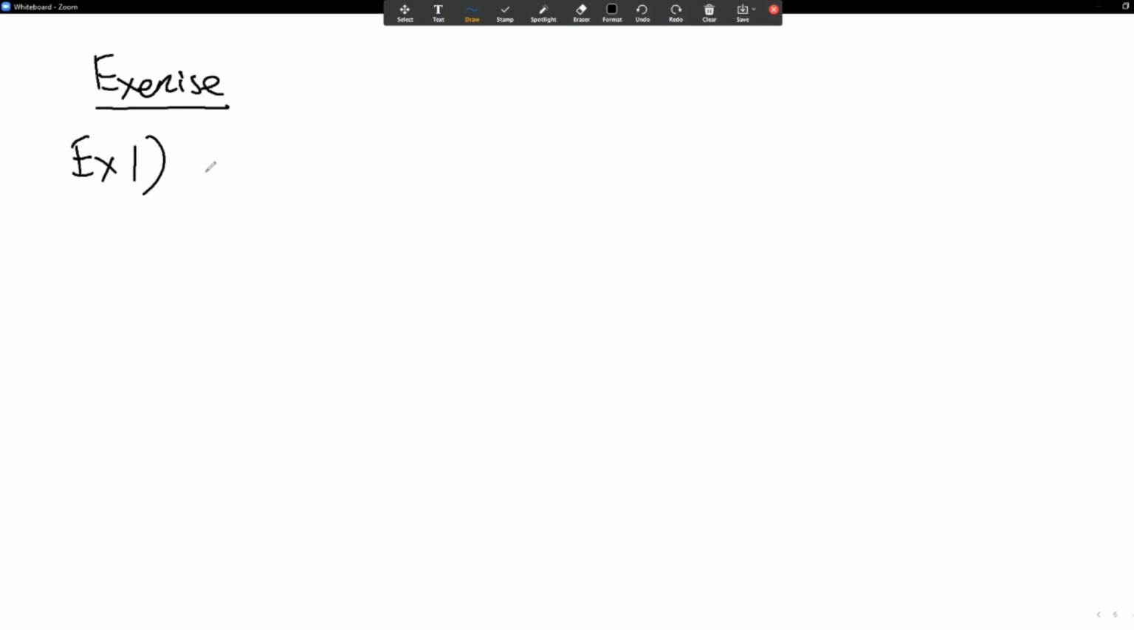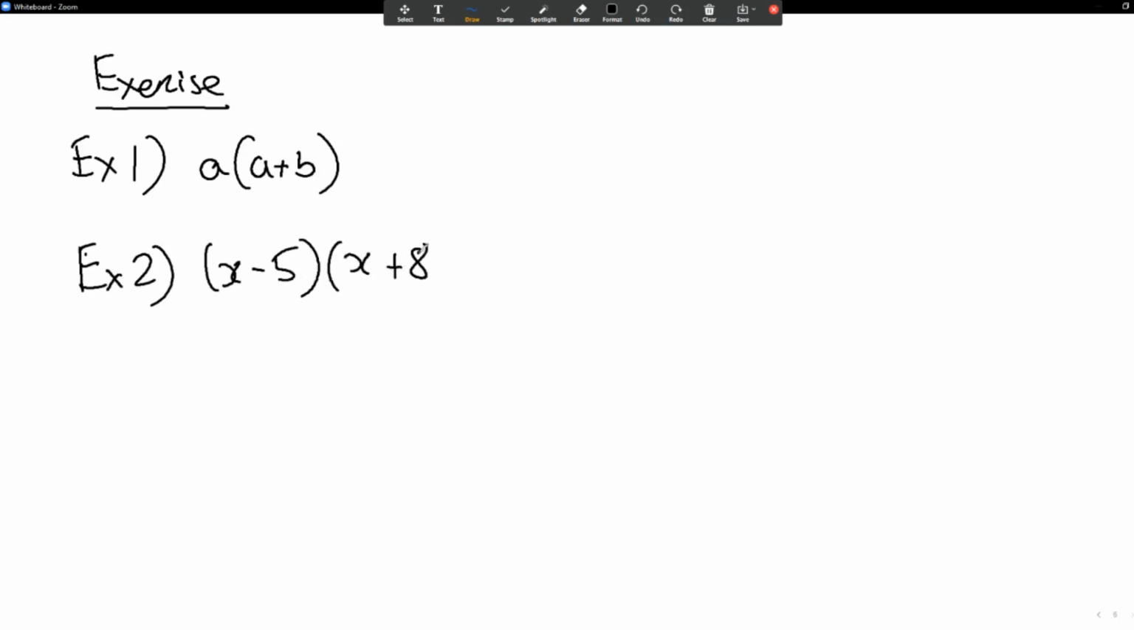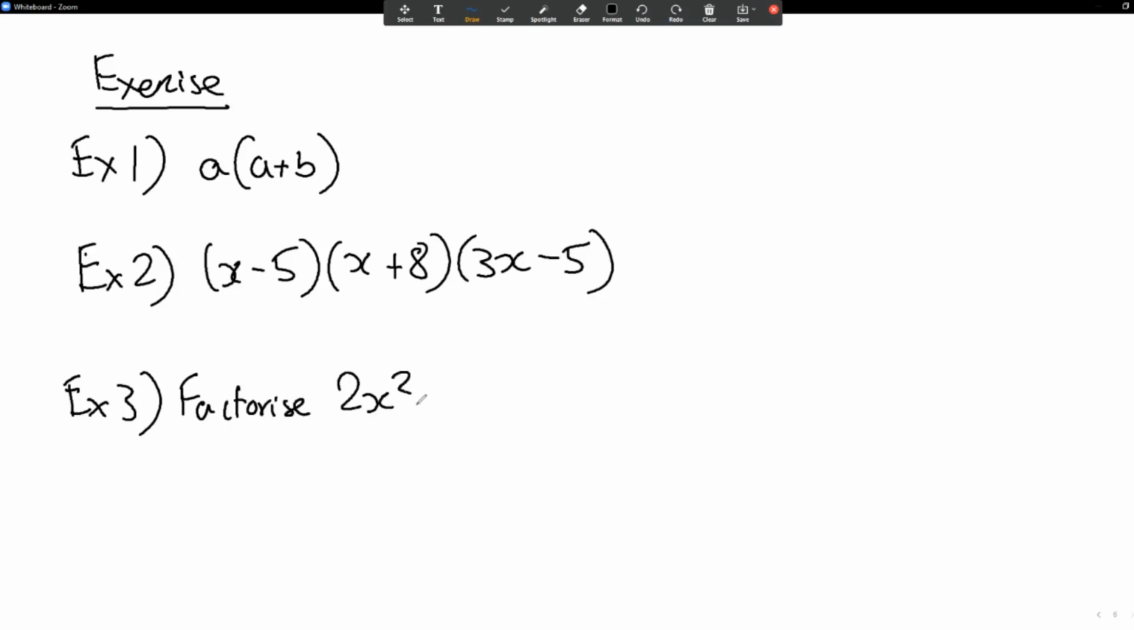The first exercise is a times a plus b. Exercise 2 is x minus 5, x plus 8, 3x minus 5. So this is the triple bracket expansion. And exercise 3 is factorize 2x squared plus 9x plus 4. And there's no equals 0, so you don't need to worry about that. Just have a go at these exercises and tell me, and we can go over it in the next session.